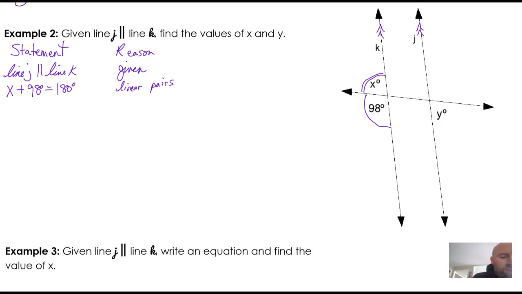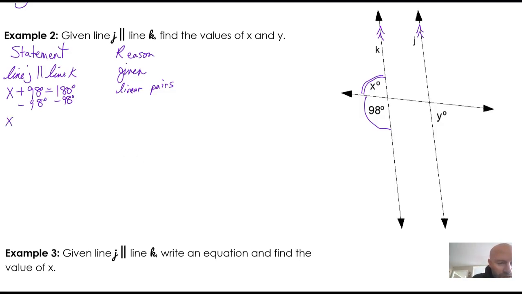Okay? And then let's just go ahead and simplify that. We can use the subtraction property of equality and subtract 98 degrees on both sides of my equation. And then I would end up with x is equal to 82 degrees. And I can just say the reason for that is to simplify. Okay, so I have figured out that x is equal to 82 degrees.